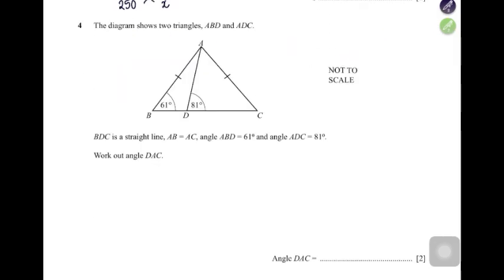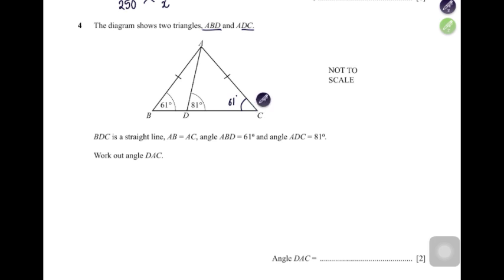Okay, question number 4. The diagram shows 2 triangles ABD and ADC. This is ABD and this is ADC. And they're saying BDC is a straight line. We have a straight line over here. And AB equals AC. This means this line and this line are equal, because this shows we have 2 lines. This also means that their angles are going to be equal. Then this is also 61 degrees.